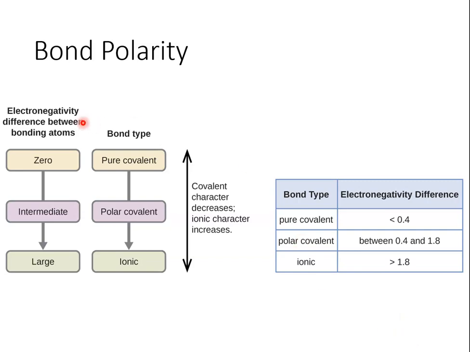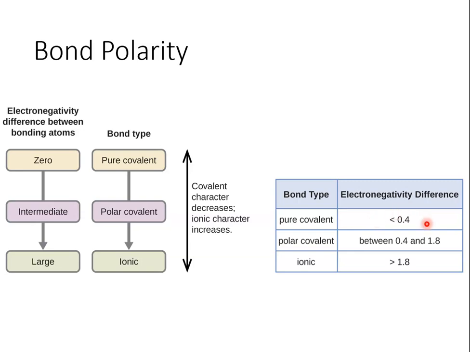So if we look at no difference, so same atom, pure covalent, and then we can go up to an intermediate difference, and that would be polar covalent. And if the electronegativity difference is too big, it's really an ionic bond. So here is the guideline that we use. A pure covalent bond is 0.4 or less. If it's the same atom, then it will be 0. And 0.4 is the carbon-hydrogen bond, and that is nonpolar.